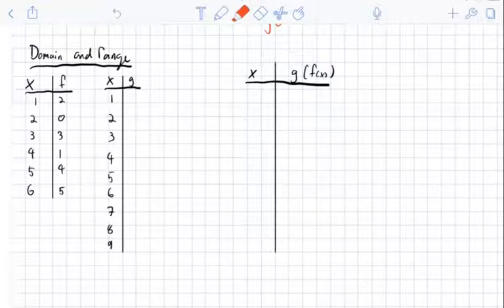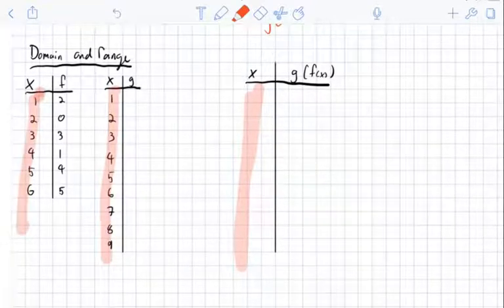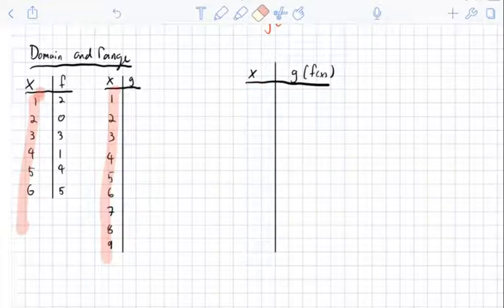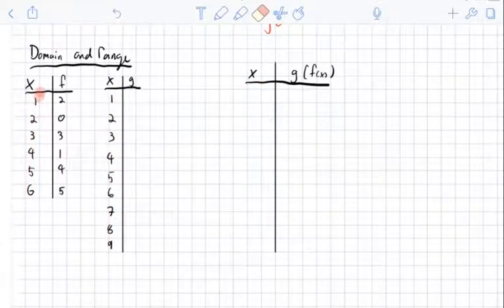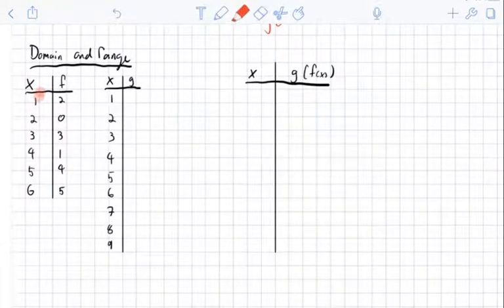So how do I figure out the domains and ranges? The easiest way to talk about this might just be to fill out the table. But when I'm filling out this x column, do I use this one or do I use this one? Well, what does this mean? It means first I'm going to evaluate f of x, and then I'm going to plug that answer into g of x. So first I'm going to evaluate f of x, and then plug it into g of x, and that means that this is the overall input.